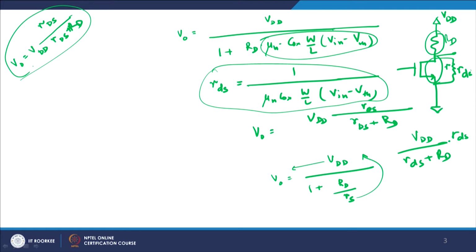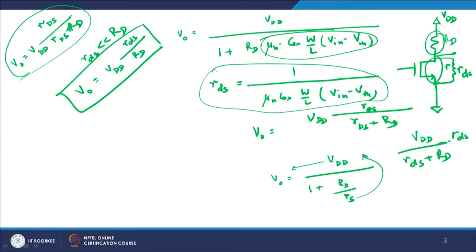Typically what you get is that RDS is very small as compared to capital RD, and therefore we write down V0 to be equal to VDD times RDS by RD. This is your output voltage, which depends upon VDD into RDS.